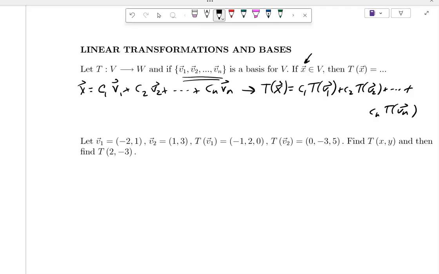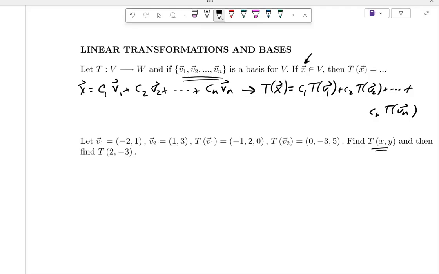Okay. It says, well, first it says find T of (x, y). I'm not going to do that. And then figure out what the T of (2, -3) is. All right. So let's see if we can figure out the whole thing first. Because if I can figure out the whole thing, then I can just plug in the 2 for the x and the -3 for the y, right? You agree?